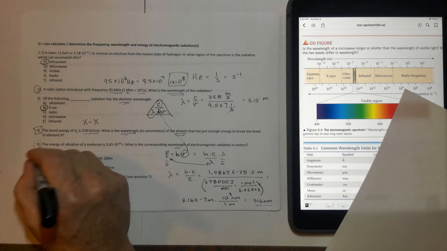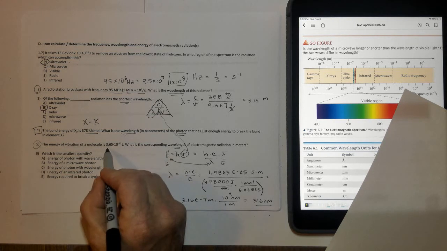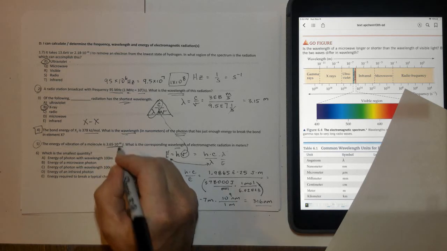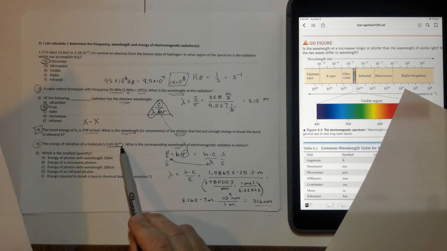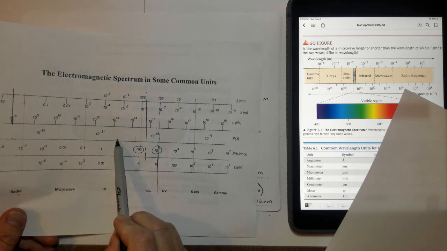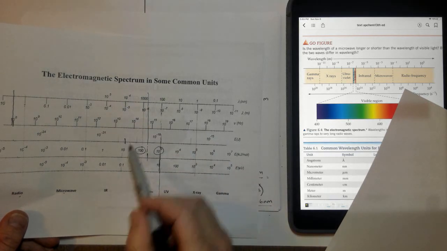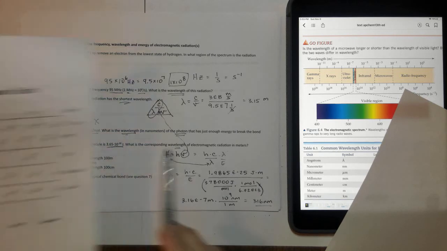All right, we're on to number 5. The energy of a vibration of a molecule is 3.65 times 10 to the negative 20th joules. What is the corresponding wavelength of electromagnetic radiation in meters? So we're given an energy in joules, and you can find the energy in joules right here, and it's times 10 to the negative 20th. Here's times 10 to the negative 21st. Here'd be negative 20th. We're a little larger than that, so almost 4 times 10 to the negative 20th joules.